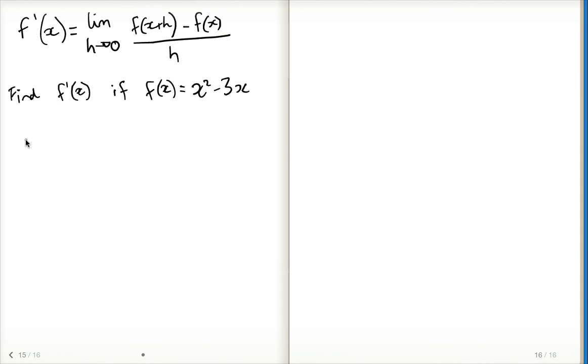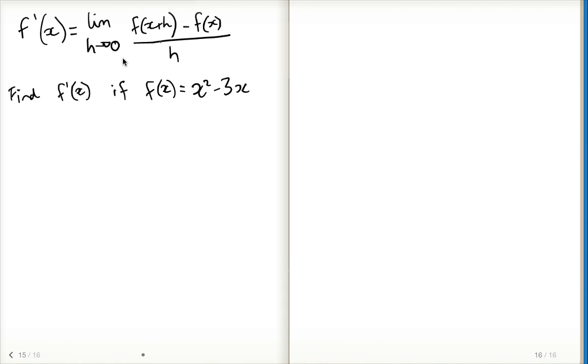Okay, hi. This one's the second example in how we can find the gradient function, or f dashed of x, of a given function. This one's perhaps a little bit longer than the first example. It's not really any much harder. Okay, we start the same way.